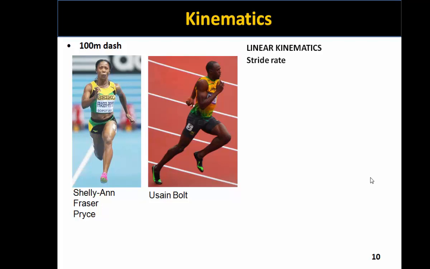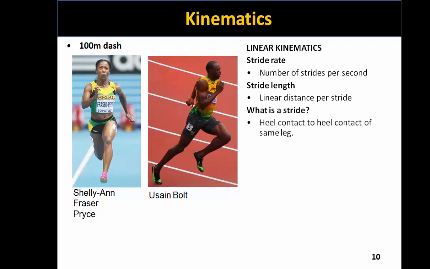In this particular type of task, two commonly used variables to quantify performance are stride rate, which relates to the number of strides that are completed per second. The term stride rate indicates a time rate of change of these strides. Stride length is the horizontal ground distance for every stride, which is defined as the heel contact to heel contact of the same leg as that leg cycles through motion.